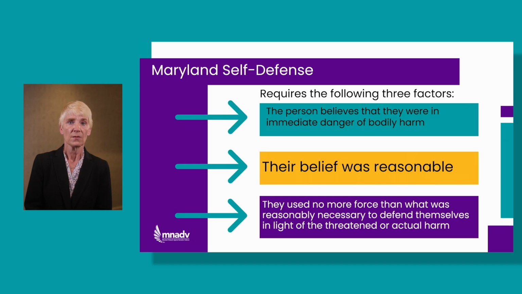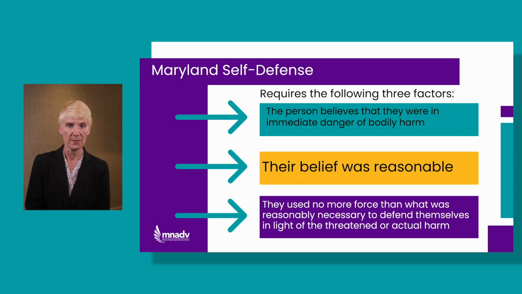Self-defense is an absolute defense to an assault and battery. But for self-defense to apply, all three of these factors must be present. First, the person has to actually believe that they are in immediate danger of bodily harm. Second, their belief has to be reasonable. And third, they have to use no more force than what's reasonably necessary to defend themselves in light of the threatened or actual harm.